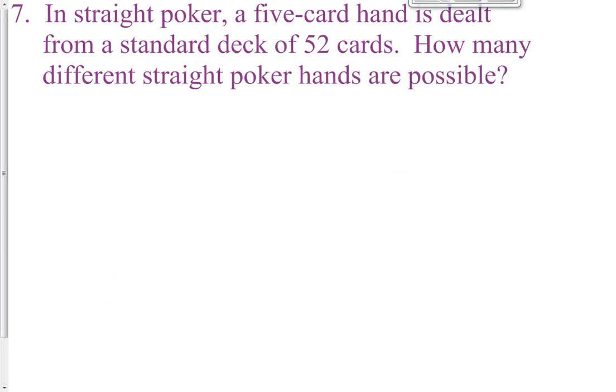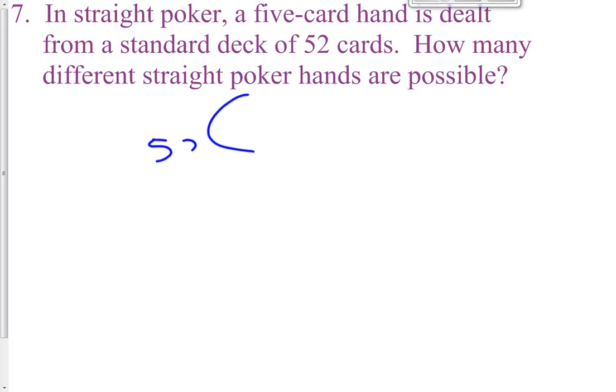Okay, let's try problem number 7. Problem number 7 says, in a straight poker, a 5-card hand is dealt from a standard deck of 52 cards. How many different straight poker hands are possible? Well, when you get dealt a hand of cards, does it matter if you get dealt a 2 first, and then a 10, and then a king, and then a queen, and then a 7? Doesn't matter, does it? In fact, when I get dealt a set of cards, I just put them in my hand from smallest to largest anyway. So it doesn't matter in which way you get dealt the cards, you just rearrange them in your hand anyway. So it's going to be a combination.